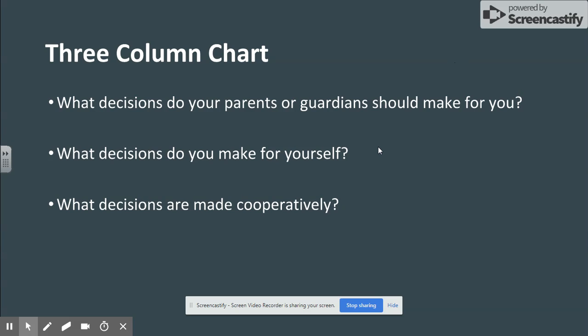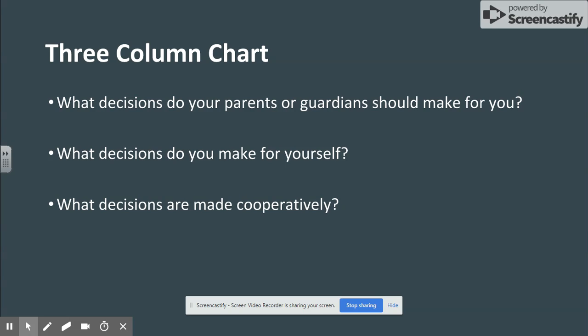There are some decisions you probably make yourselves. You might decide what clothes you want to wear. You might decide what time you go to bed. You might decide when you are going to hang out with your friends. The decisions you make cooperatively, those are kind of like the states working with the national government to make decisions together.